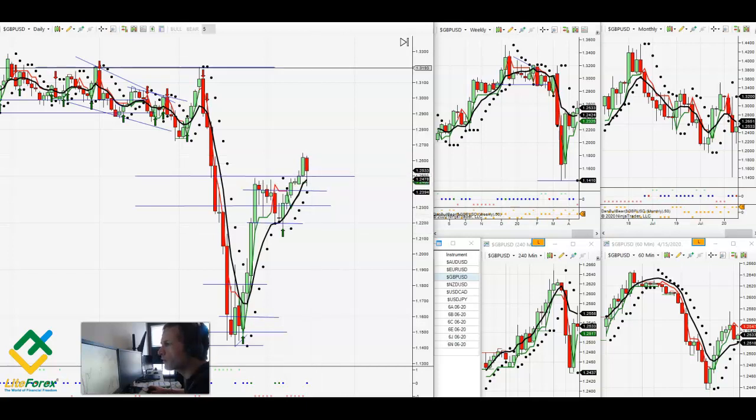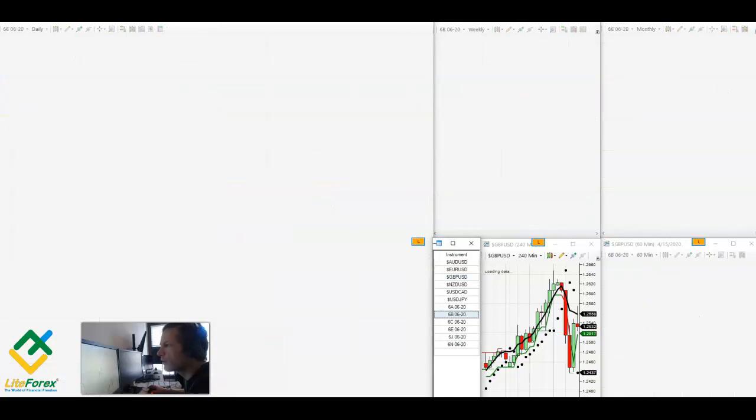So in theory, this could break out, but it's really a wait and see for me. I called this move to the upside, just like I called this move to the downside. I was calling for the pullback. It happened. And now it's a wait and see. It's really a wait and see for me on the pound USD.